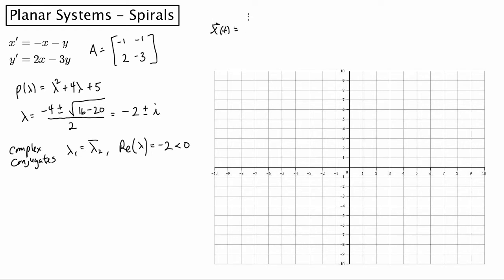So based on our previous experience, if we were to spend the time solving this completely out, what we would end up with is a C1 times a bunch of stuff, and then the fact that this is -2 would mean they'd all be multiplied by e to the -2t, plus C2 times a bunch of stuff. Once again, it would be multiplied by e to the -2t. Now the question is, what is the stuff? Well, you know when you get complex roots, it's the imaginary part of the root, so this fact, the imaginary part's 1, that controls the frequency of the rotation.